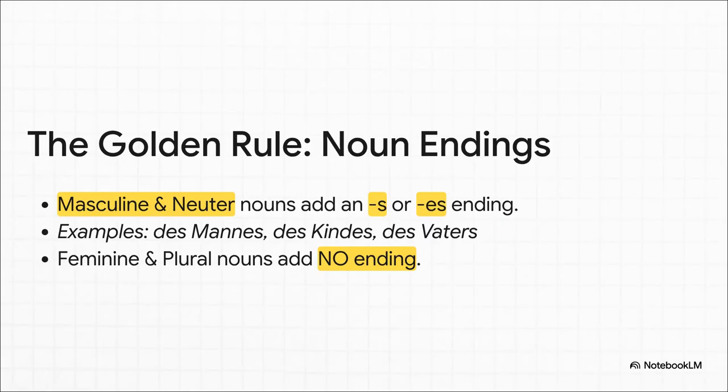And here is part 2, the golden rule for the nouns themselves. Now this is critical. Only masculine and neuter nouns get an extra ending, usually an S or an ES. That's why we have this Mannes and this Kindes. Now look at the feminine and plural rule. No ending at all. Just knowing this one little detail will help you avoid the single biggest mistake.